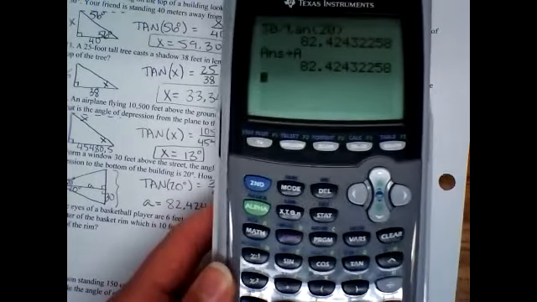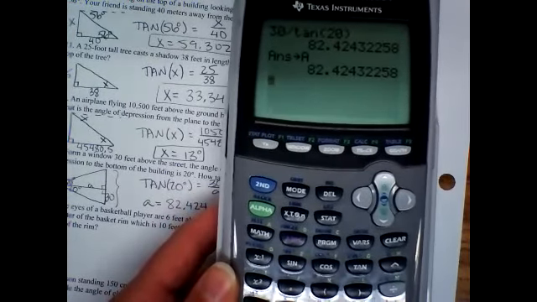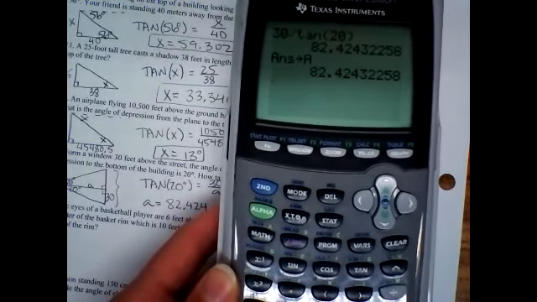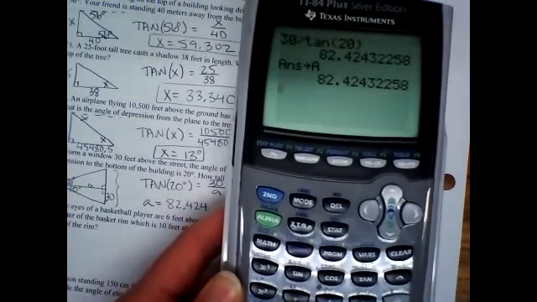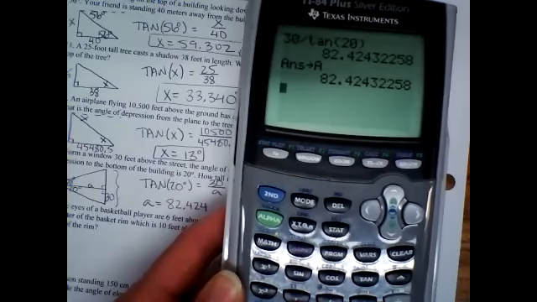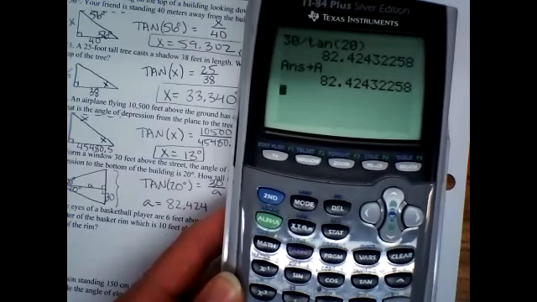Store alpha A, enter. Store alpha A. I'm just going to say it a zillion times. Store alpha A, enter. Now, every time you do alpha A, it will copy and paste that number for you, so you don't have to type it again. Does this make sense for everybody? It's a copy paste.